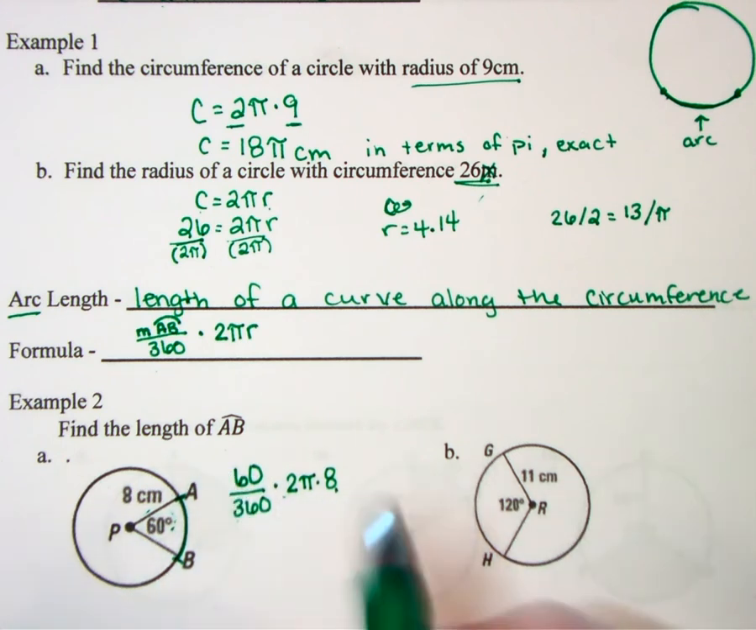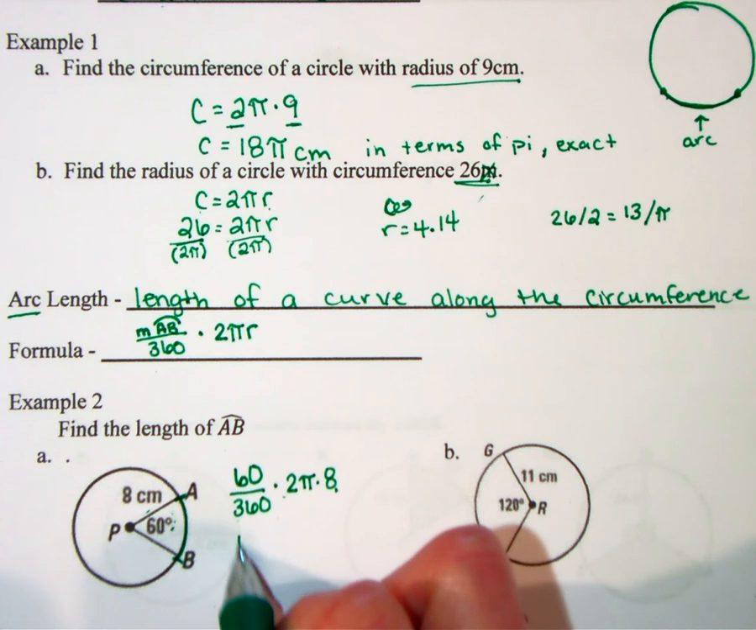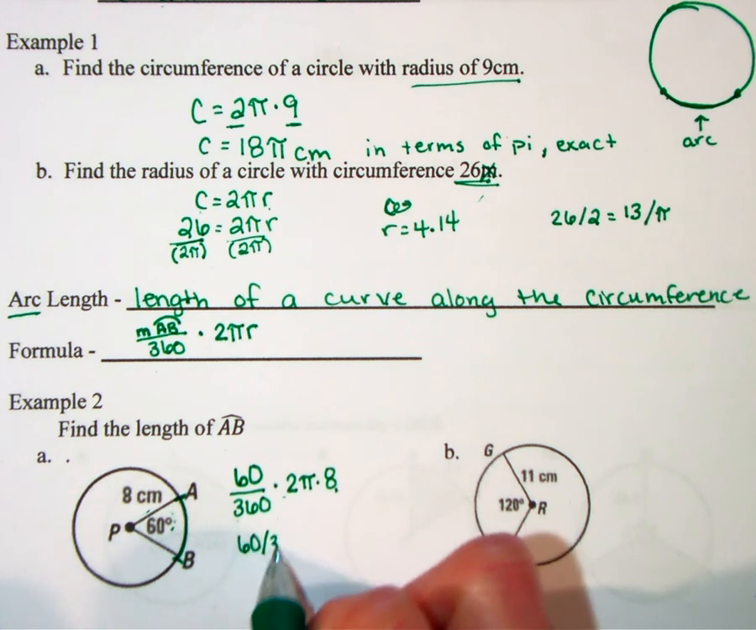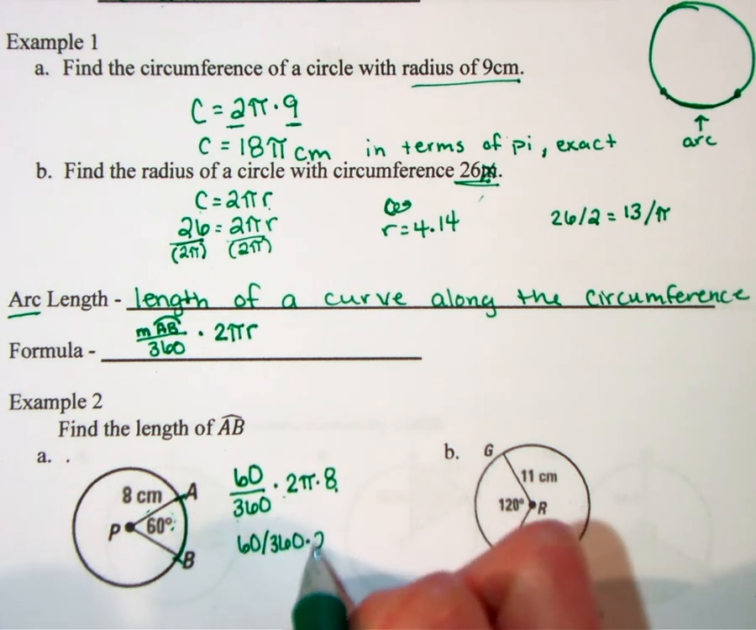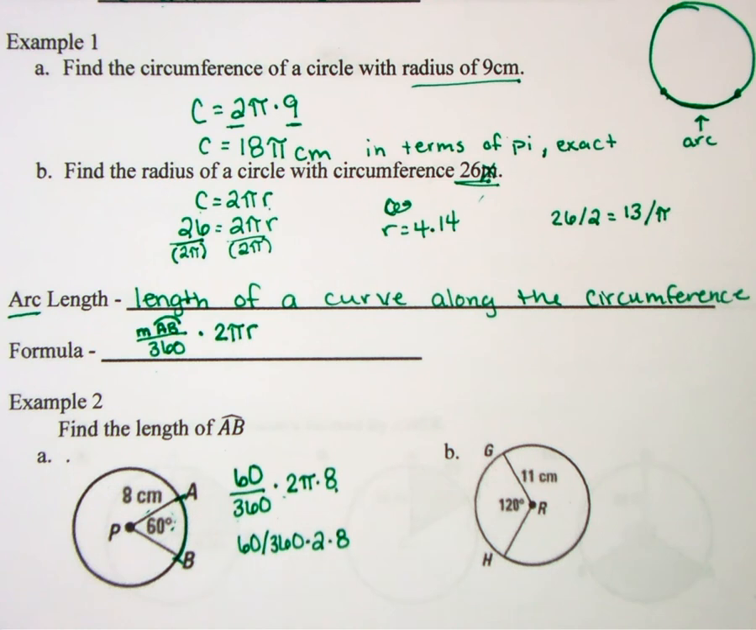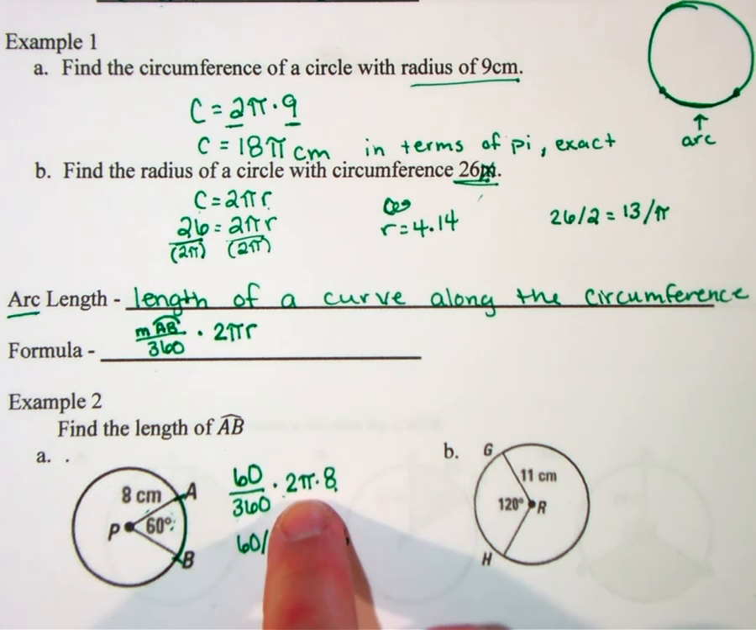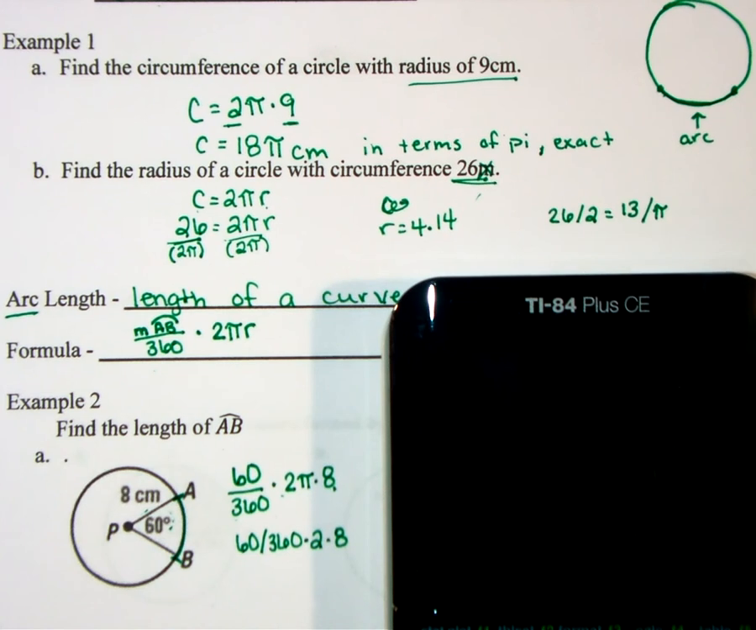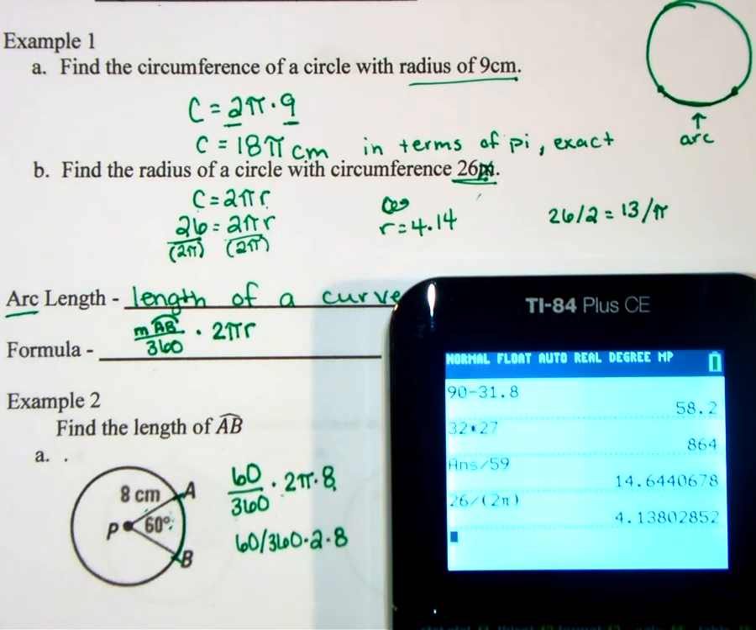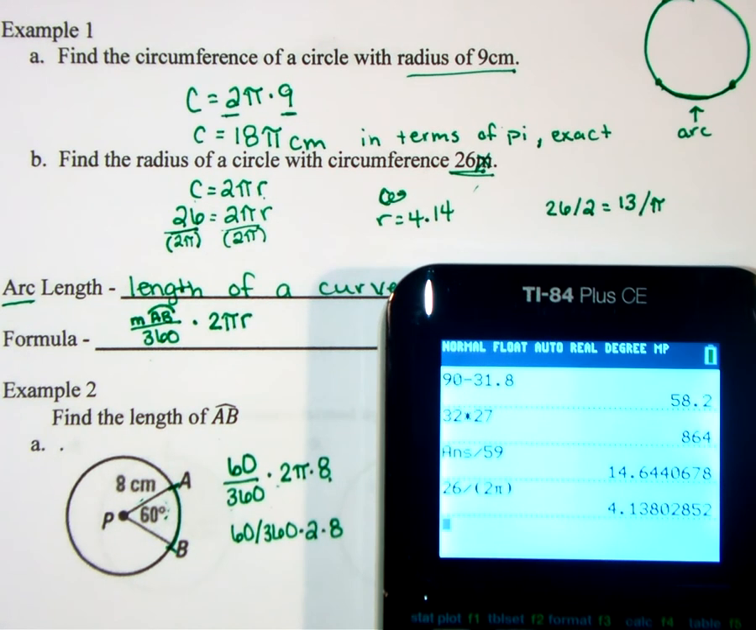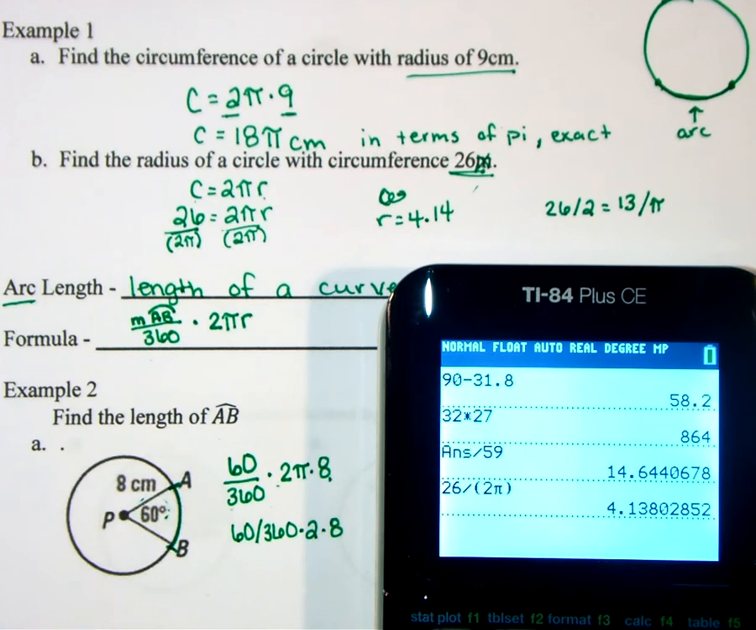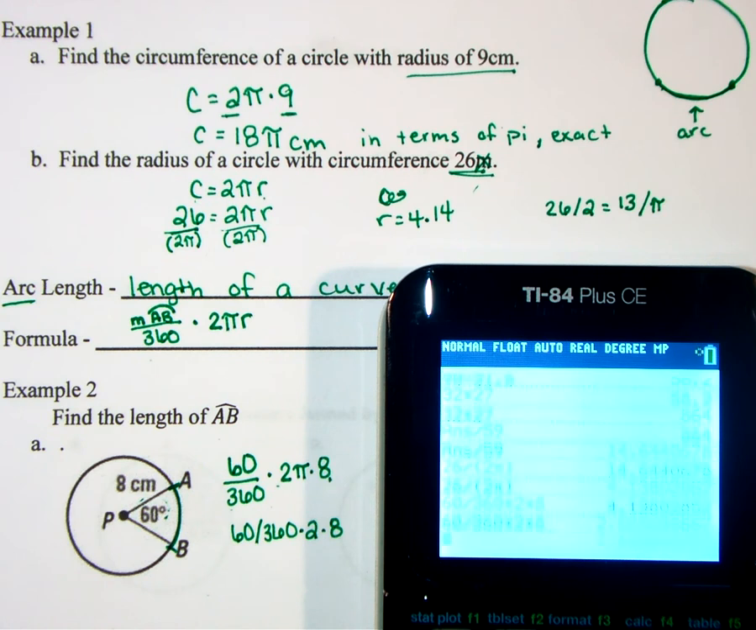So when you type this into your calculator, you can go ahead and type 60 divided by 360 times 2 times 8 and just get a number for that. Notice I did not put the pi in there, okay, because we're going to leave this in terms of pi. So it would look like 60 divided by 360 times 2 times 8. Now you could also just go times 16. Okay, now it gives me that.